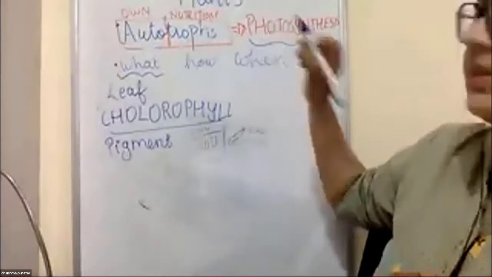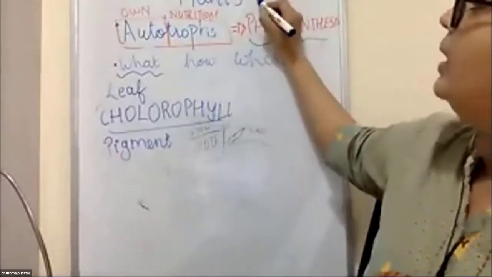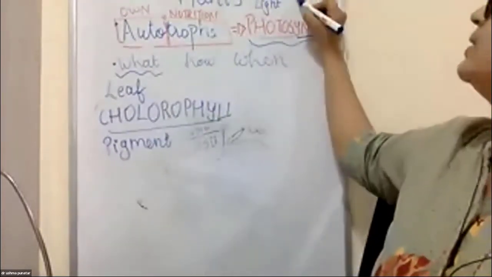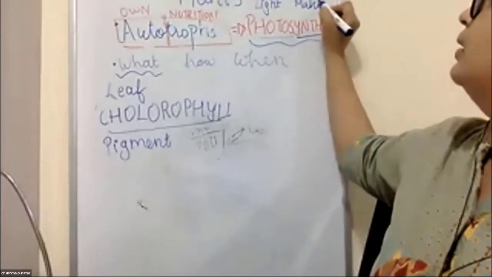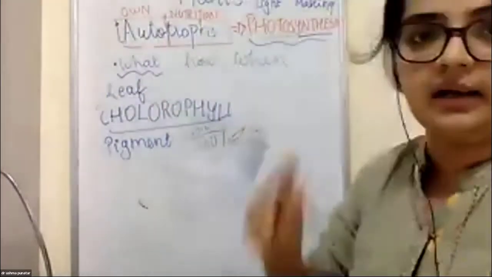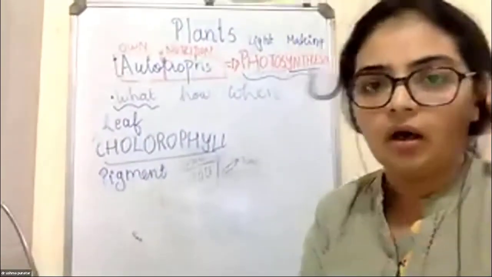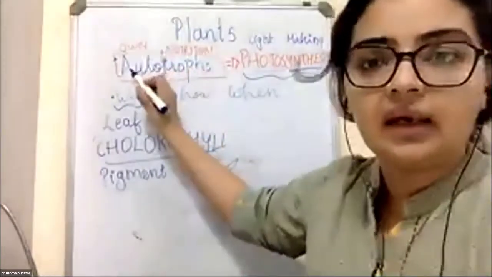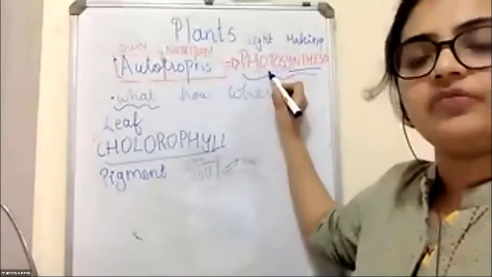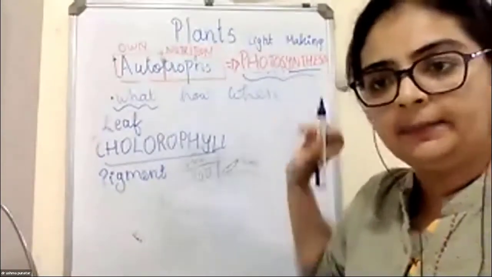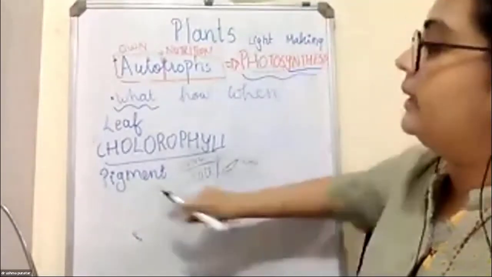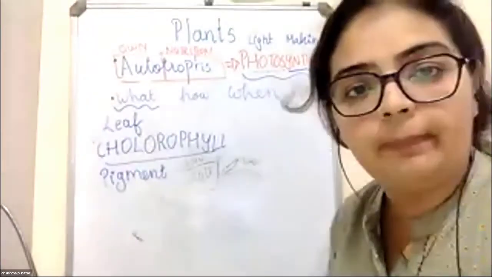Yes, photosynthesis is light. Photo is light and synthesis is making. So let's put this whole thing in one line and understand it. Making their own nutrition in the presence of light is photosynthesis. And it is the chlorophyll which is helping to do that.